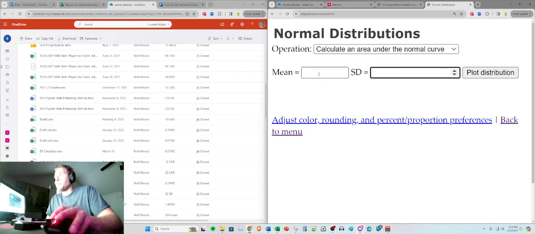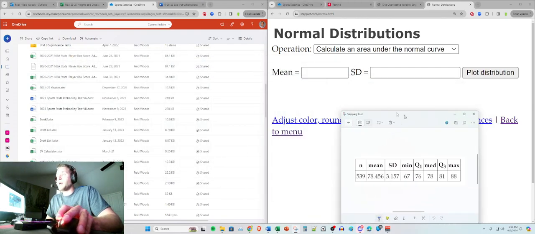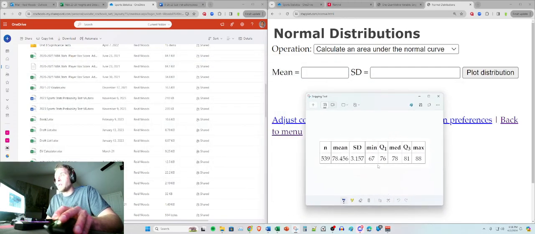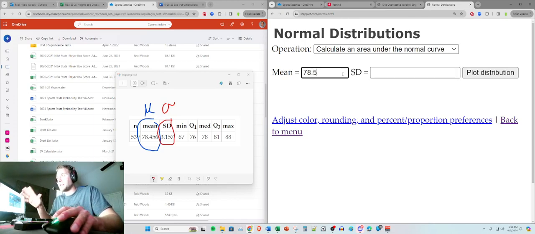But what goes in here is pretty simple. You just need the mean and the standard deviation, and we had those from our other page. This is the mean, this is mu, as we learned about that symbol yesterday. And this is the Greek letter lowercase s, sigma. So there are our values, and we're just going to type those in. I had written on our paper 78.5, so we'll keep that 78.5. And then the other one is 3.2.